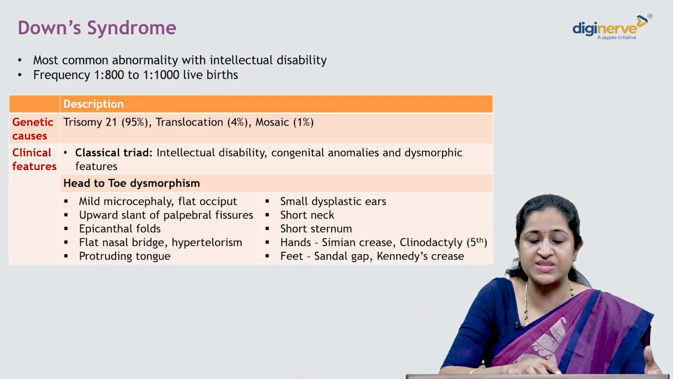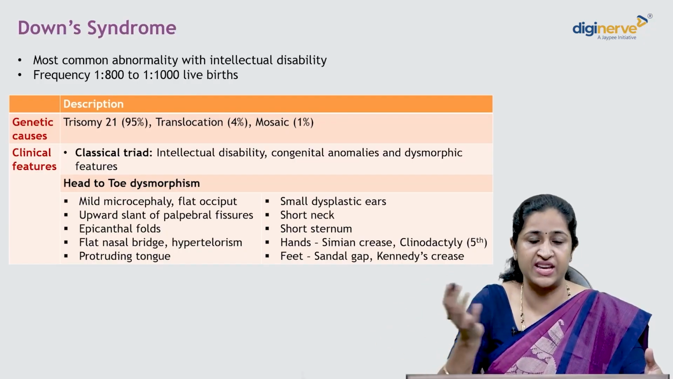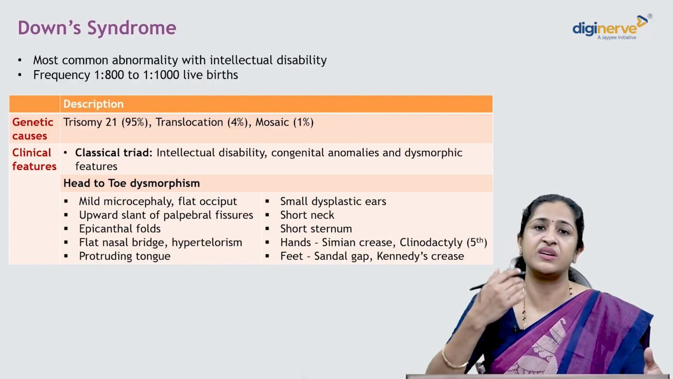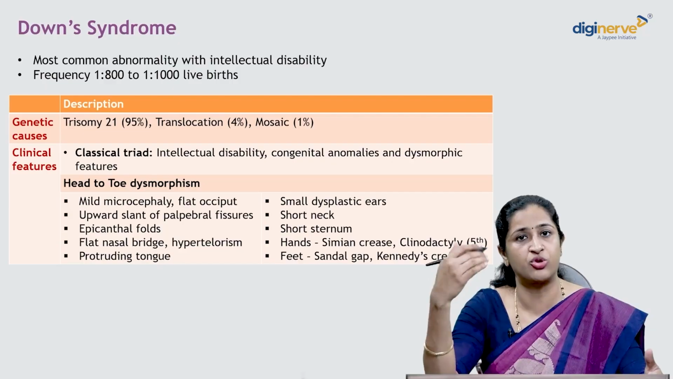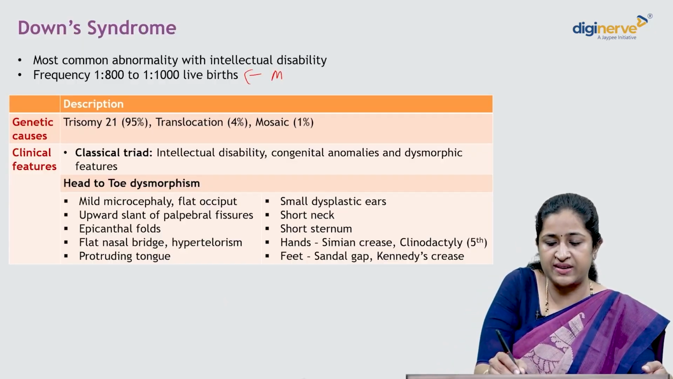Now, this frequency, what has been given here, is essentially for the advanced maternal age frequency. As the mother becomes younger and younger, it becomes safer, and the chance of Down syndrome is less likely. The more advanced the maternal age, the higher the frequency you will get. So, this frequency is directly proportional to the maternal age.